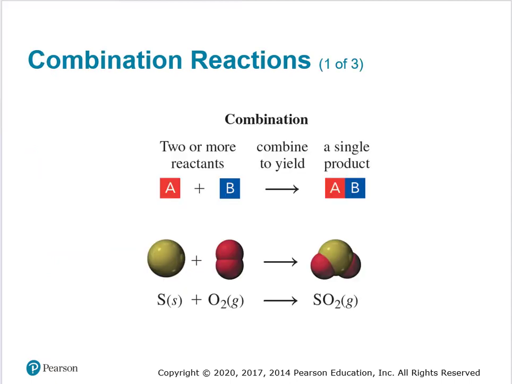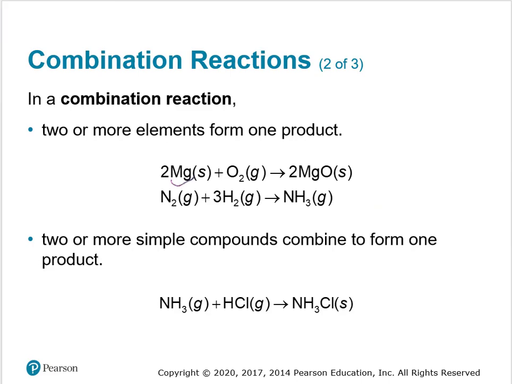Let's start with the combination reaction. Combination is when we have 2 or more reactants that combine to form a single product. Here's the general format: A plus B gives me AB. Here's an example: sulfur plus oxygen gives me sulfur dioxide. Here are some more examples. I can have magnesium plus oxygen to give me magnesium oxide.